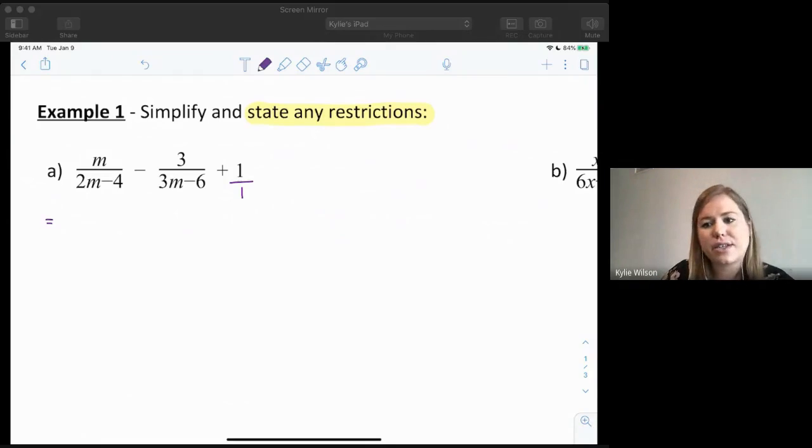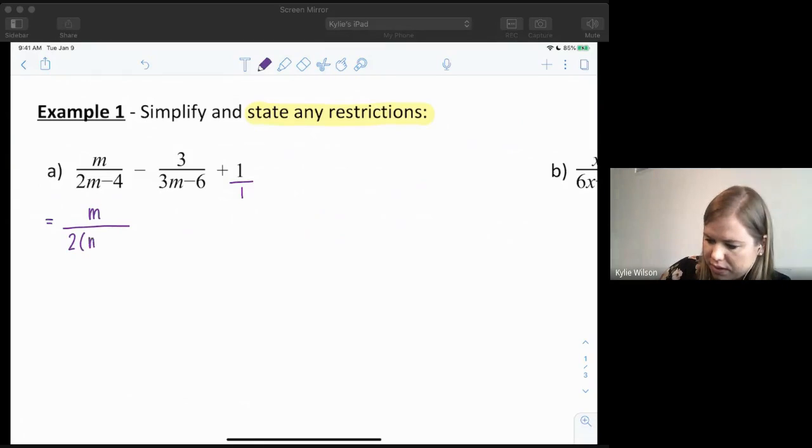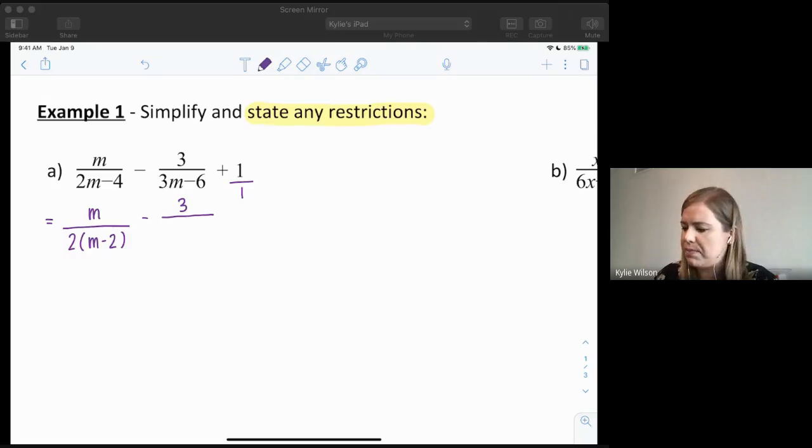We can't factor that m in the numerator, so it's just going to live as an m. Now, in the denominator, I have 2m minus 4, which means I can factor out a 2 there. Now we have minus, and we can't do anything with that 3, so it will just hang out for right now. And now our 3m minus 6, I can factor out a 3. So let's factor out 3, m minus 2, plus 1 over 1.